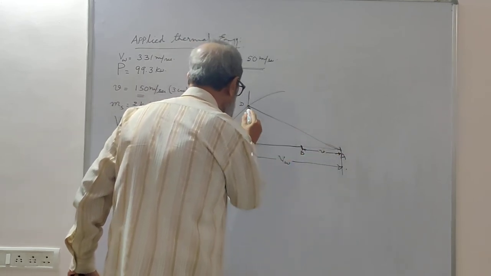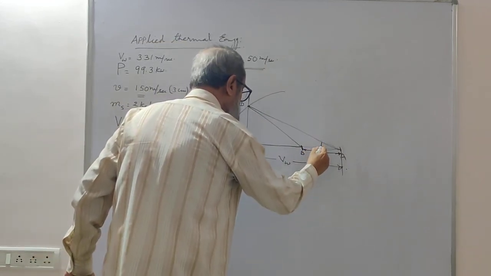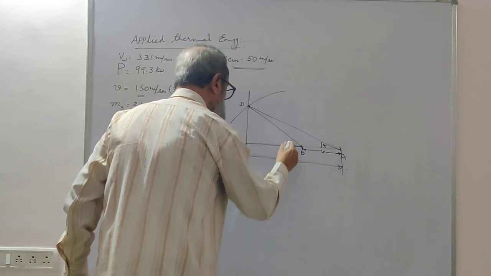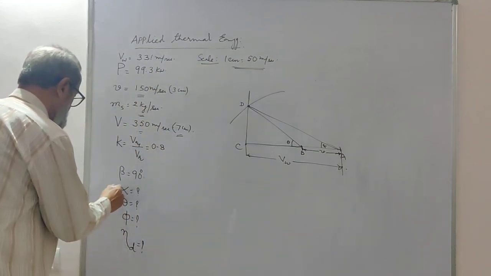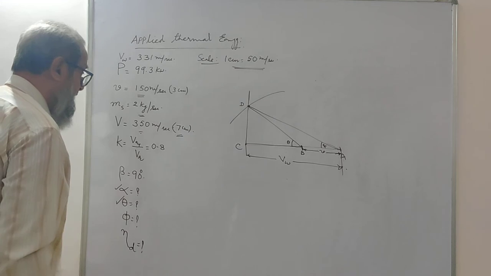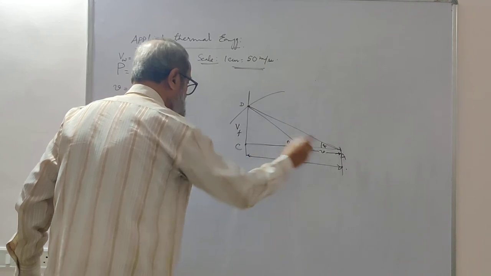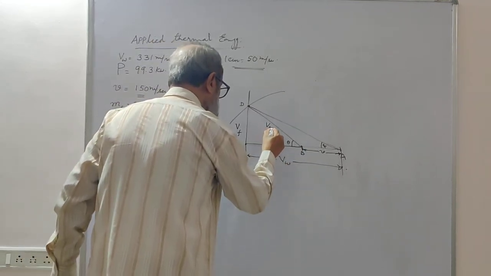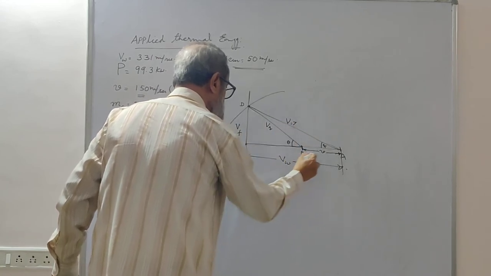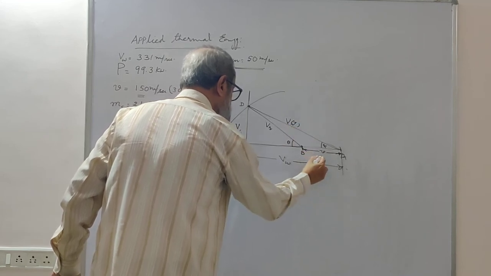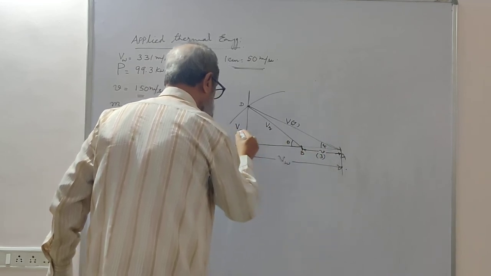Join AD. Join BD. Now, you measure this angle. This angle is alpha. Measure this angle. This is theta. So you got alpha, you got theta. Next, you measure this, you got Vf. Vw is already there. This is Vr and this is capital V. This is 7 centimeter and this is 3 centimeter, this I know. Now I got alpha, theta, Vr, Vf and Vw.